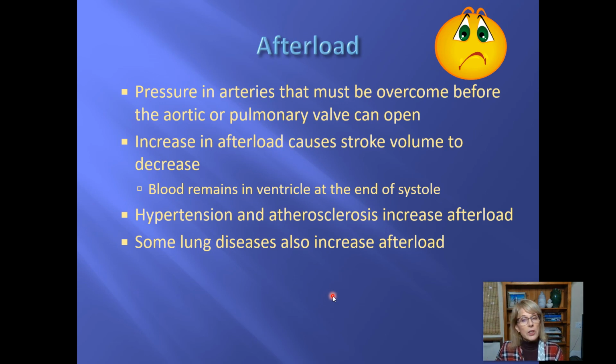Afterload in the systemic circulation is different from afterload in the pulmonary circulation, but it's basically the blood pressure in that main artery. And if that pressure goes way up, then it's harder and harder for the heart to push out even a drop of blood. The biggest problem with afterload is high blood pressure or hypertension.